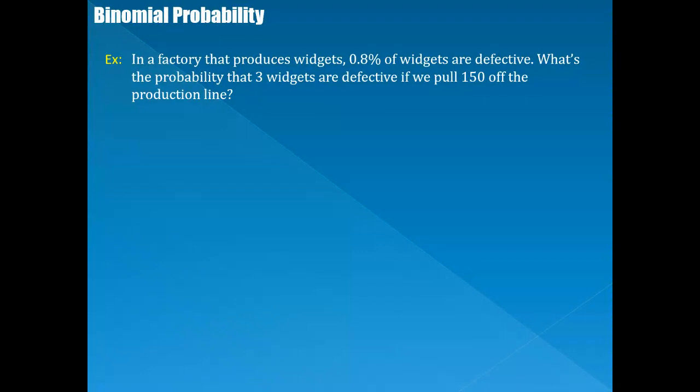So if we take a look at this example here, in a factory that produces widgets, 0.8% of the widgets are defective, right? And so this is really where technically, getting a defective widget, that's a success. That's why I said don't worry too much about the word success versus failure. So 0.8% of the widgets are defective. What is the probability that 3 widgets are defective if we pull 150 off of the production line?